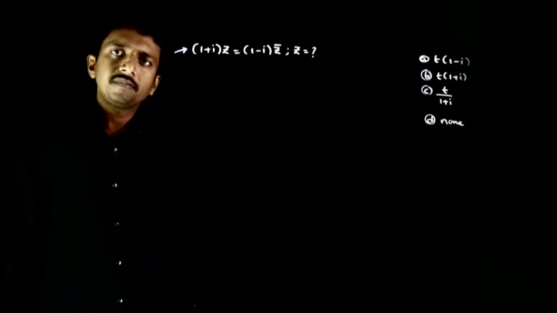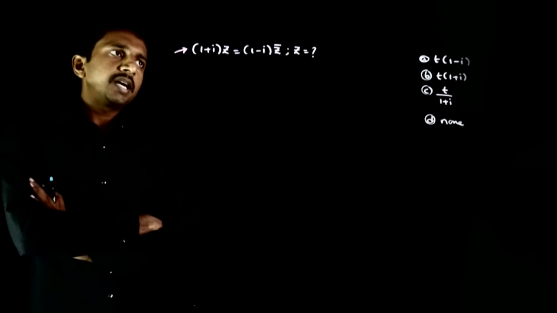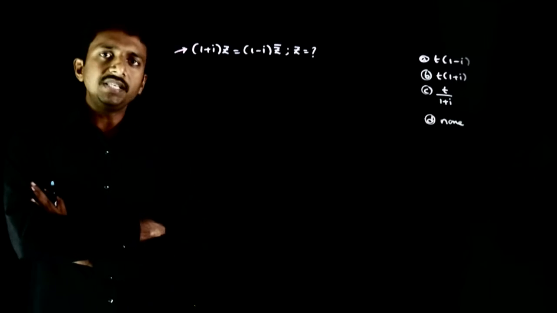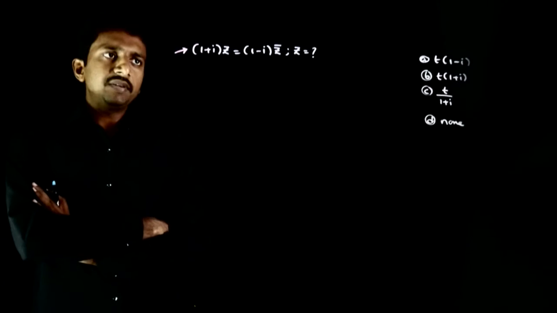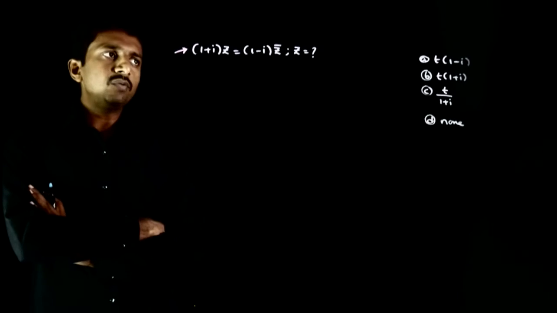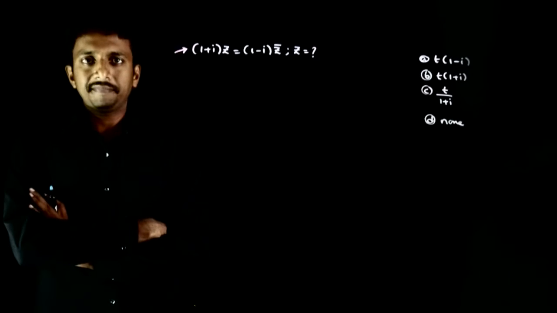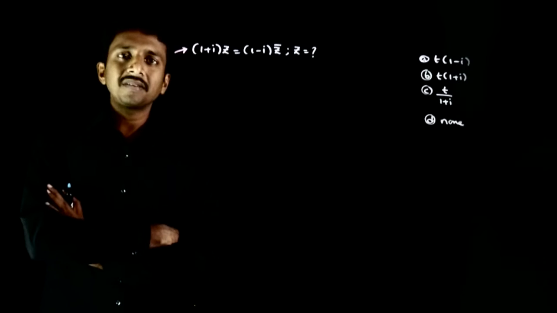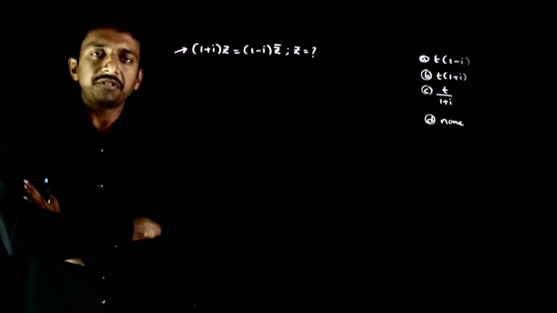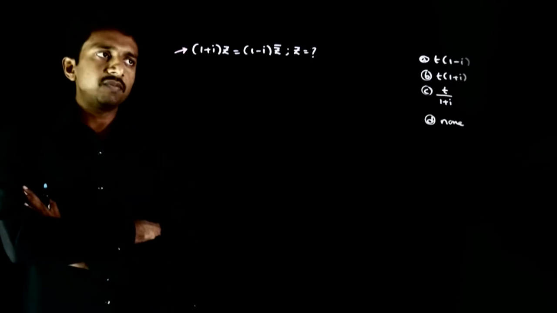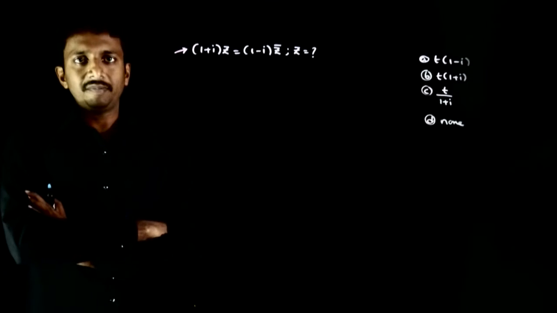So welcome students. इस क्वेश्चन में आपको एक इक्वेशन मिल गया in terms of complex number z, which is (1 plus i) into z is equal to (1 minus i) into z bar. ऐसा है तो z का वैल्यू क्या होगा? So what is the solution of this complex equation? (1 plus i) into z is equal to (1 minus i) into z bar.